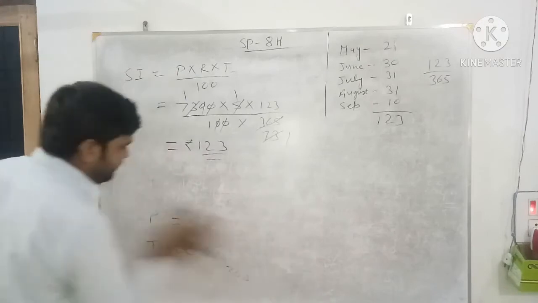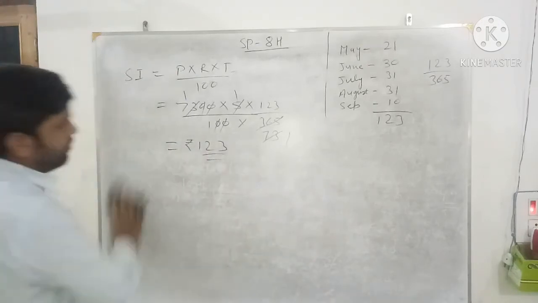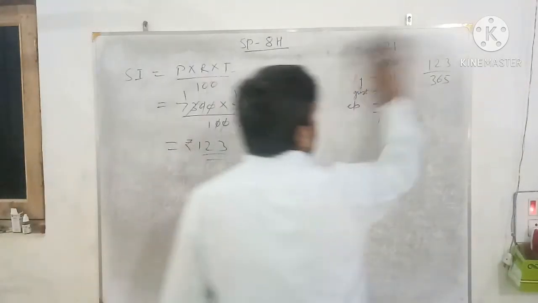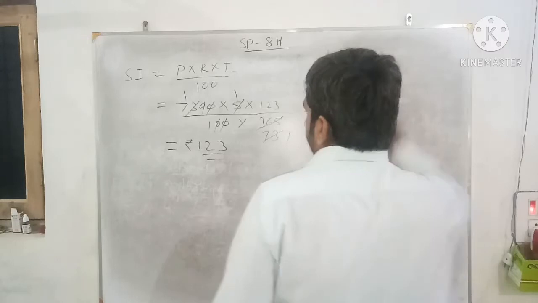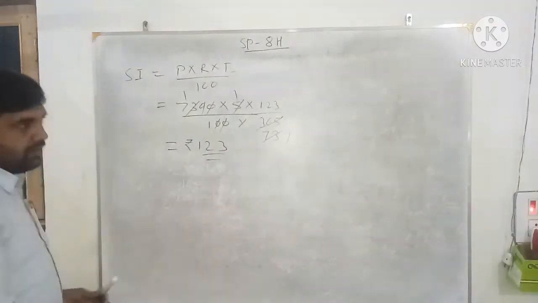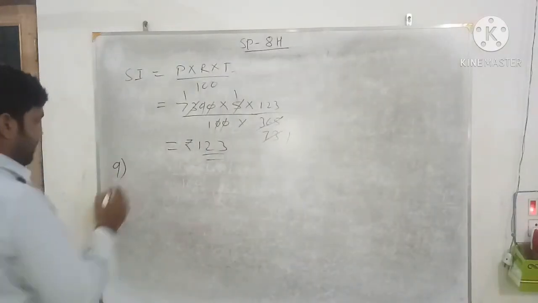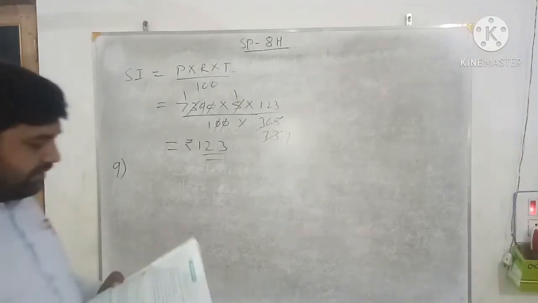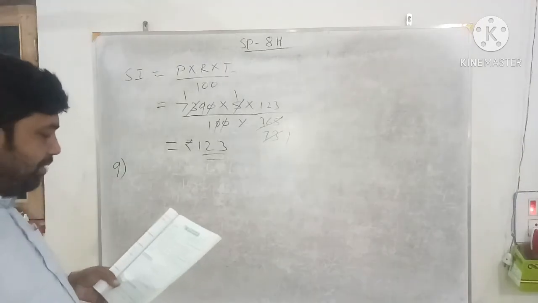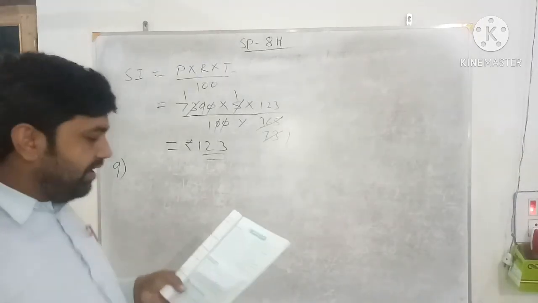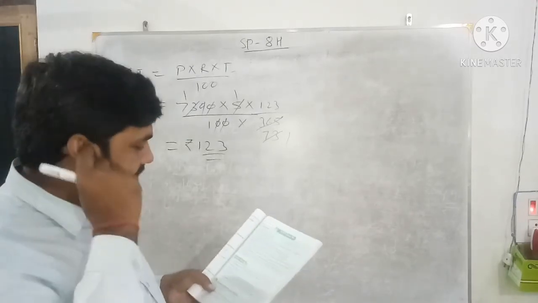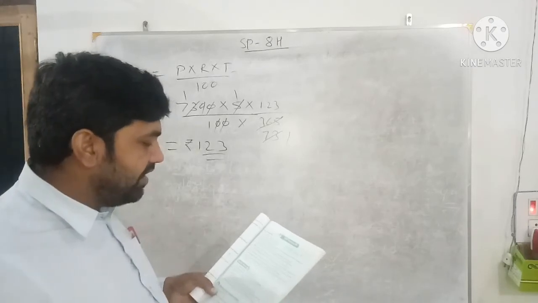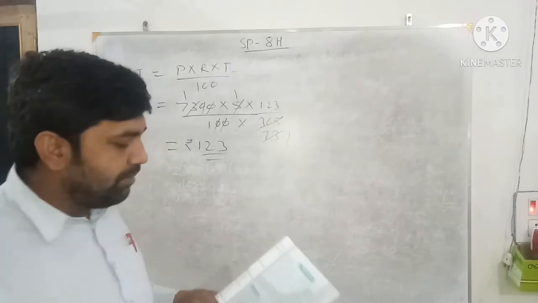Now see question number 9. A sum: principal given is 400, amount given is 480 in 4 years. So amount minus principal gives you the interest: 480 minus 400 gives you 80 rupees interest. Time 4 years. What will it amount to if the rate of interest is increased by 2%? So next we have to find the new amount.